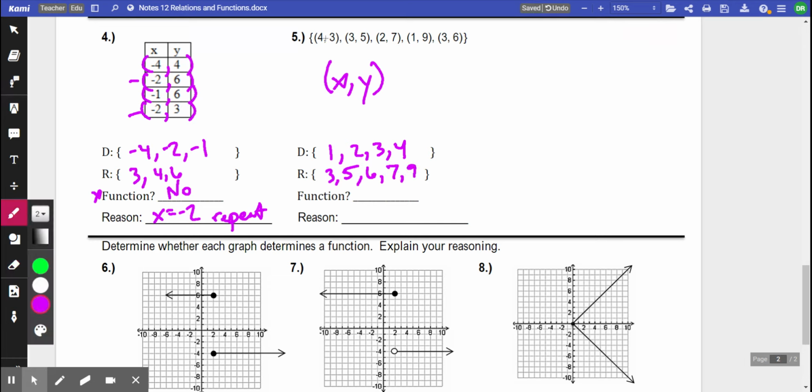Is this a function? So we have 4, 3, 2, 1, 3. We have repeating x values of 3. So no, this is not a function because x equals 3 repeats.